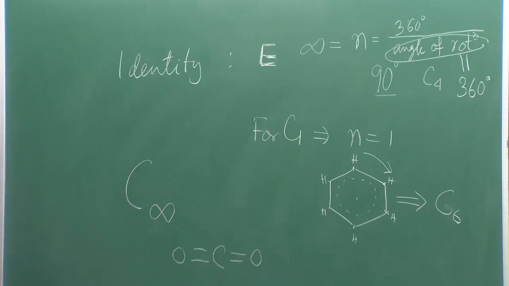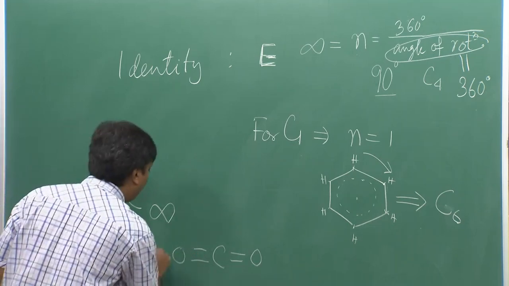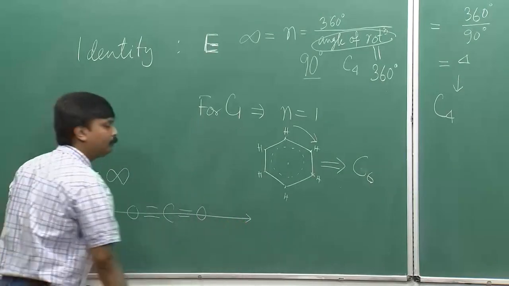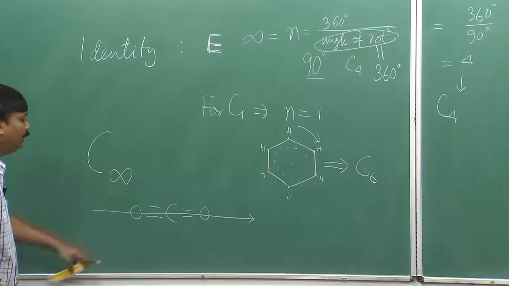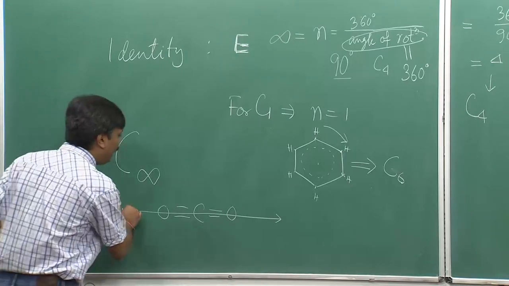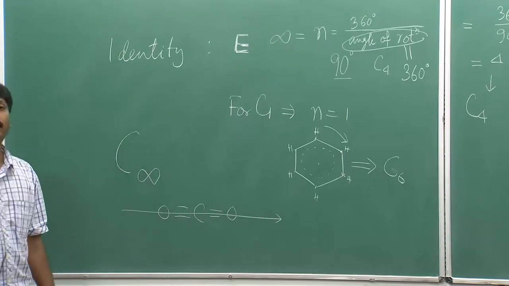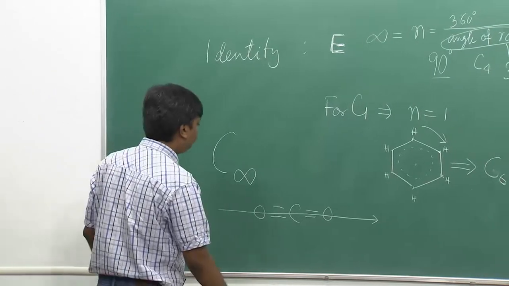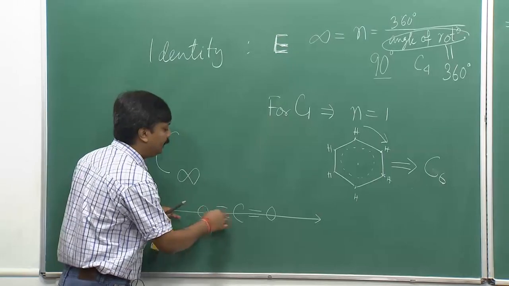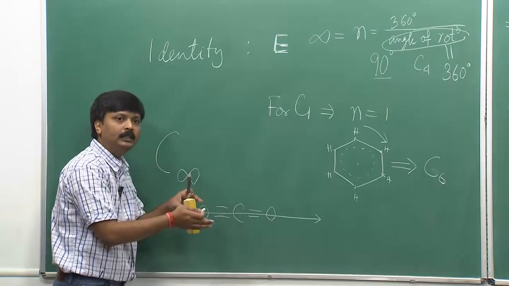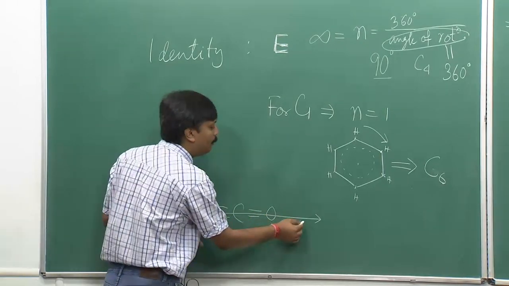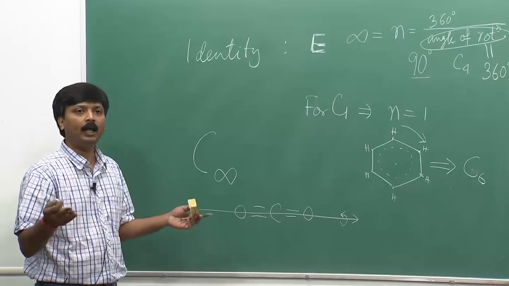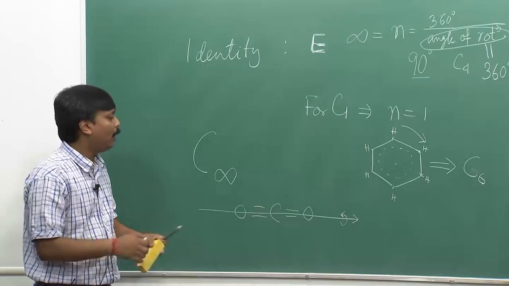Now, look at the axis. If I have an axis passing through all these atoms, this is a linear molecule. Carbon dioxide is a linear molecule. And if I have an axis passing through all the atoms of this linear molecule, then you see that about this axis all around, it is highly symmetric. So, it does not matter whatever the angle by which I rotate, it gives an indistinguishable structure.